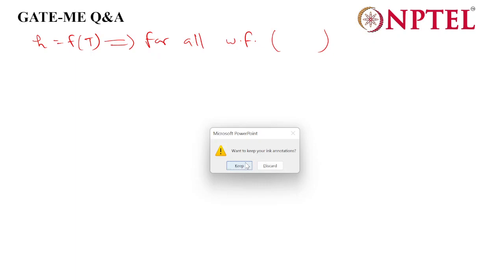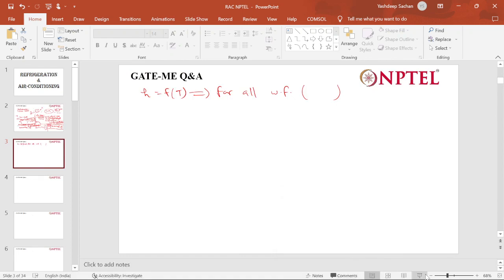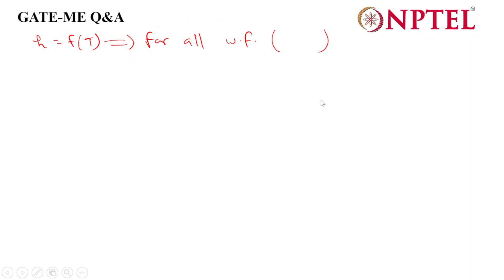So enthalpy is a function of temperature only for all working fluids. Is it fine? Enthalpy is a function of temperature for all working fluids. Correct or not? Just reply yes or no. Yes, sir, it's correct. Sir, for ideal gas. Yes, for ideal gas it is correct. It is correct for only ideal gas.